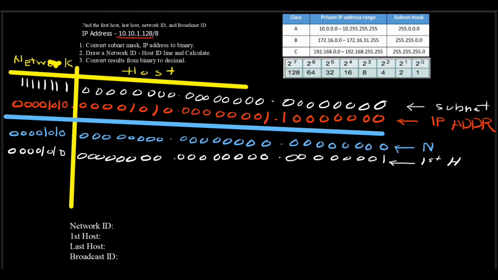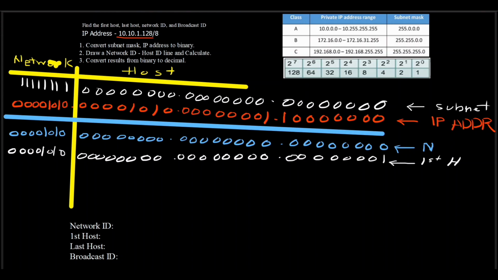Next, let me find my last host, because I need the last host now, right? So the last host is going to be the highest possible number without the one for the first host. So we are going to fill all the host portion with ones. So in the third octet, the second, third, and also the fourth is all going to be ones, except the one for the first host is going to turn to 0.